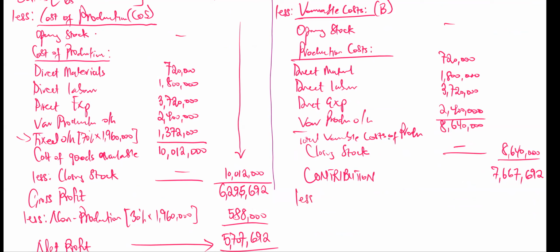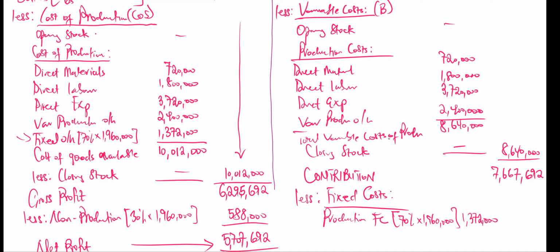So we now less our fixed costs. We had two types of fixed costs in the question. What were they? Production fixed costs, right? So production fixed cost, which we know we had it there as 70% of the 1,960,000. I know it's already there, but I'm just reminding you. So we get 1,372,000, right? So here you are just lessing all fixed costs. There's no need to categorize them.